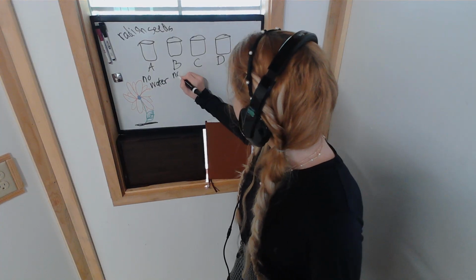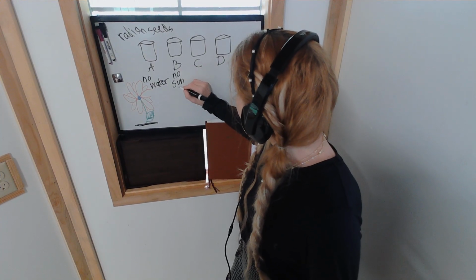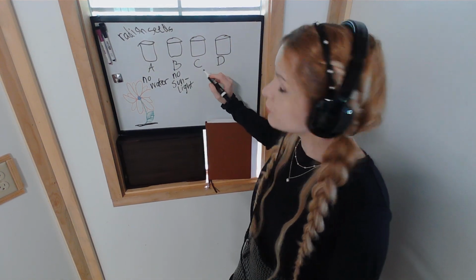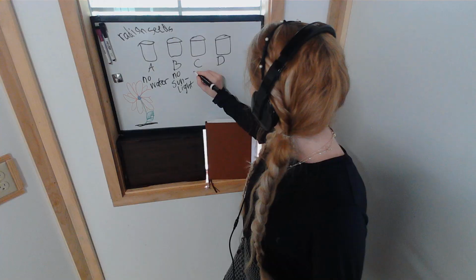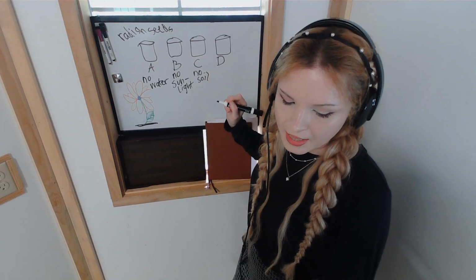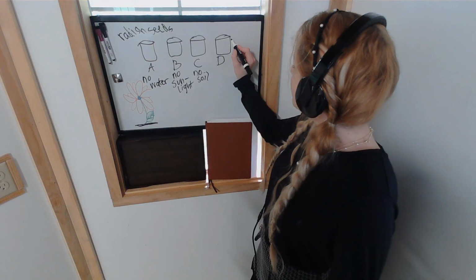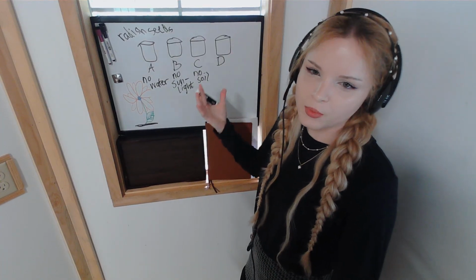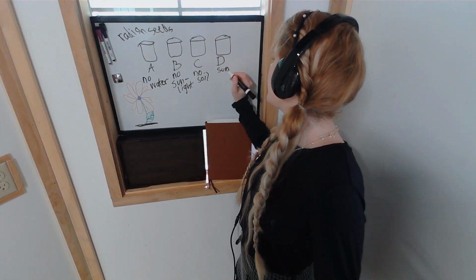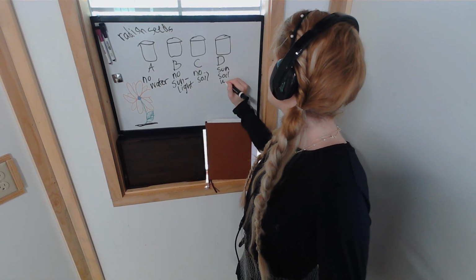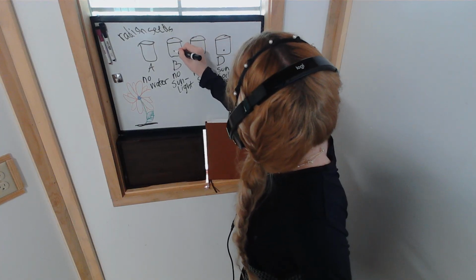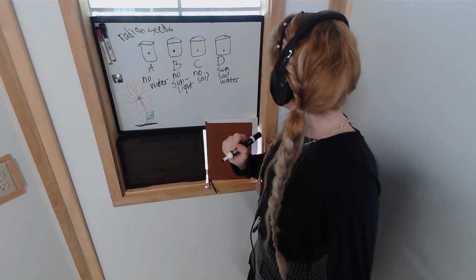Cup B, we would have no sunlight, so we would keep it in the dark. Cup C, we would have no soil, so just air. No soil, but all of the other factors. And then cup D would be our cup that has everything that we discussed that a plant needs. So it would have sunlight and soil and water. And of course, in each of these we would have our seed, our radish seed.